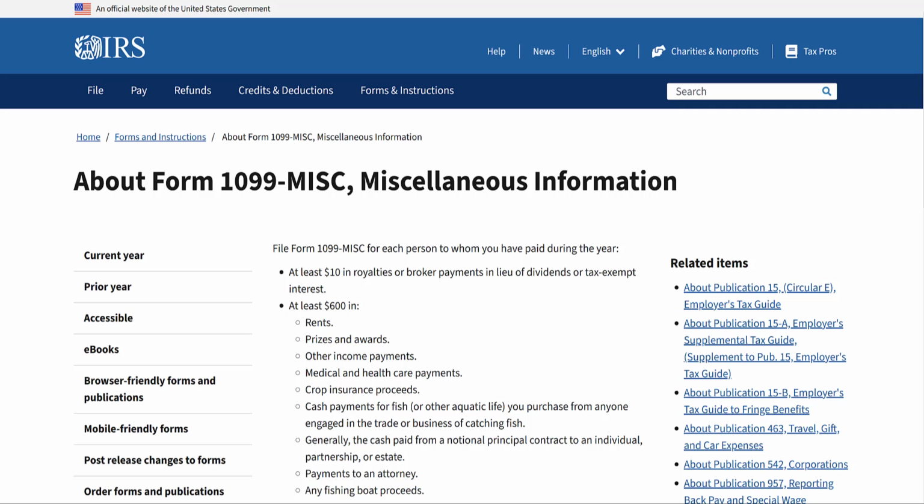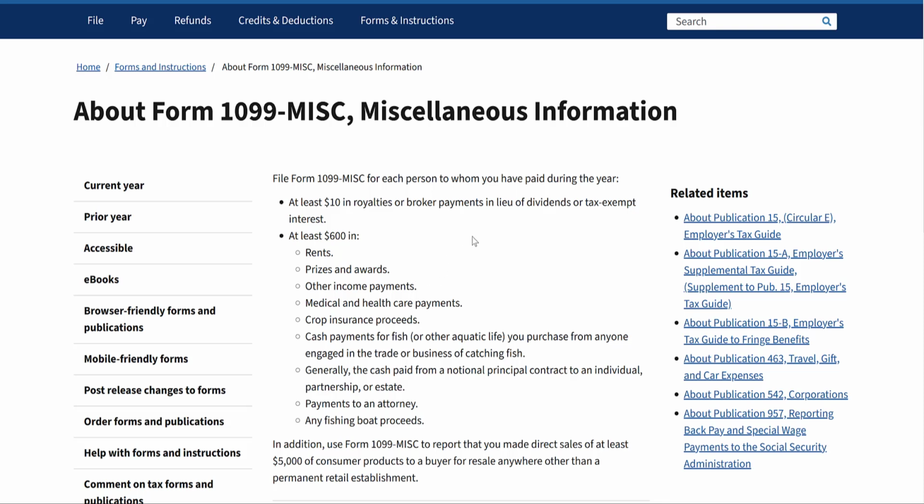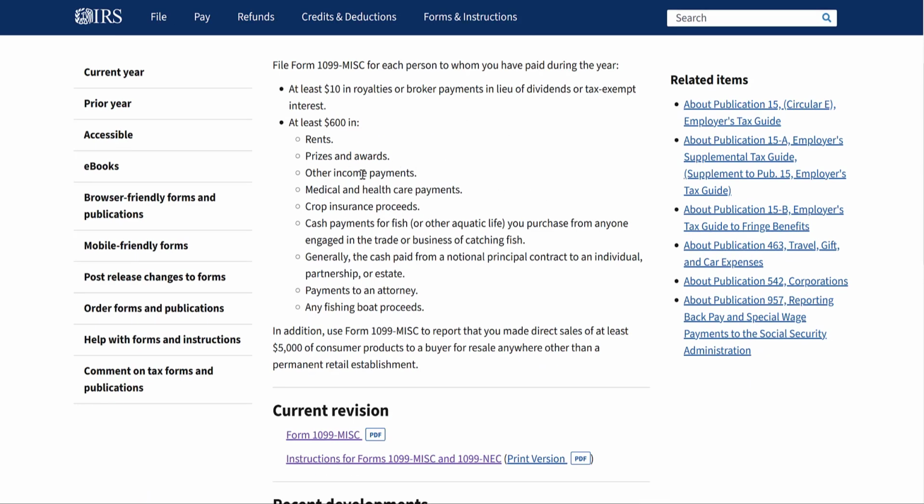So you'll see here that it gives you information on, you need to file Form 1099 Miscellaneous for each person. Now this really means each person or business to whom you have paid during the year at least $10 in royalties or broker payments in lieu of dividends or tax-exempt interest, or at least $600 in rents, prizes and awards, other income payments, payments to an attorney, all that good stuff. In addition, you can use Form 1099 Miscellaneous to report that you made direct sales of at least $5,000 of consumer products to a buyer for resale anywhere other than a permanent retail establishment.